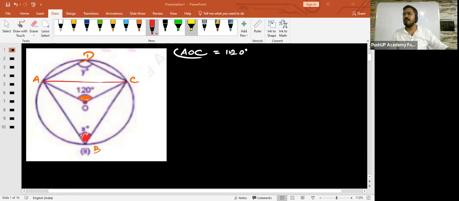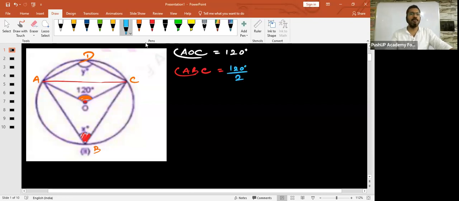Shazia? 2x. At the center, it is 120 degrees. Then how much will be on the circumference? It will be half of 120 degrees. So it is 120 by 2. That is equal to what? 60 degrees. Please write down the statement.